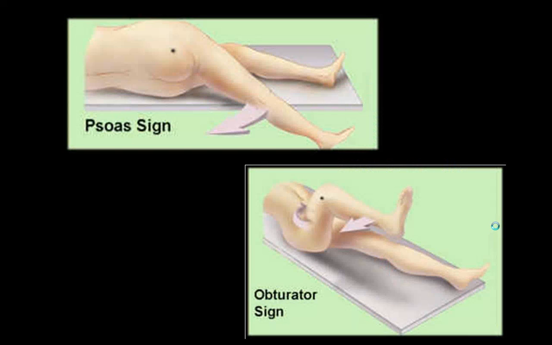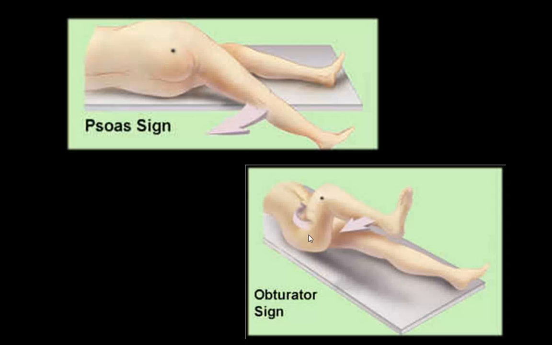All right, I got these in the wrong spots. Apologize. This is actually supposed to be for appendicitis. So psoas sign: if you have the person lay on the left side and you pull the leg back, the psoas muscle is on the front of that, and if it irritates the psoas muscle or they have pain there, that's one of the telltale signs for appendicitis.